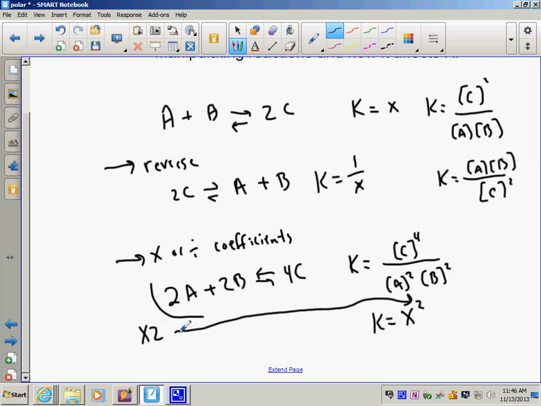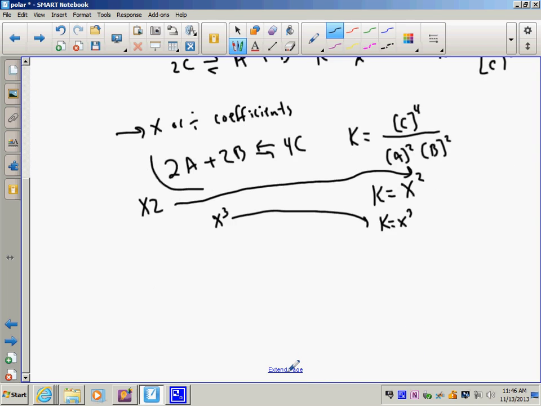If I were to multiply all these by 3, then K would be X to the 3rd. All right? I could even take all my coefficients and cut them in half. So it'd be 1/2 A plus 1/2 B equals 1C. This would give K equal to X to the 1/2, or another way of saying that is the square root of X. All right?